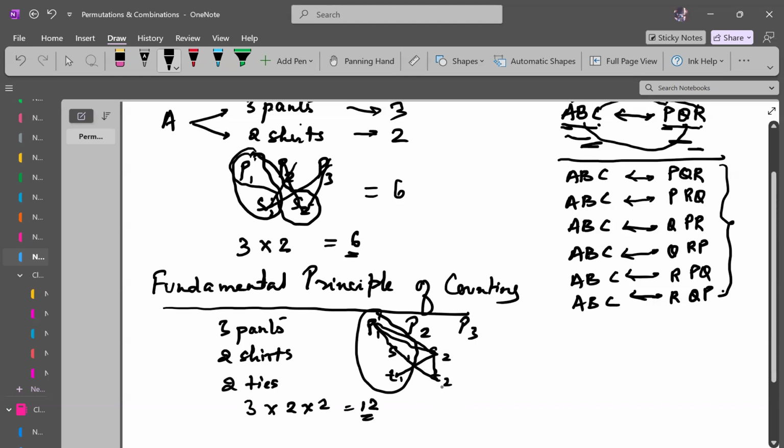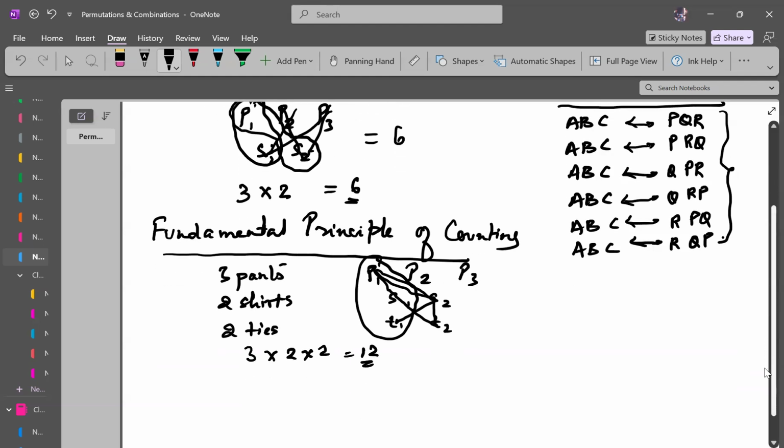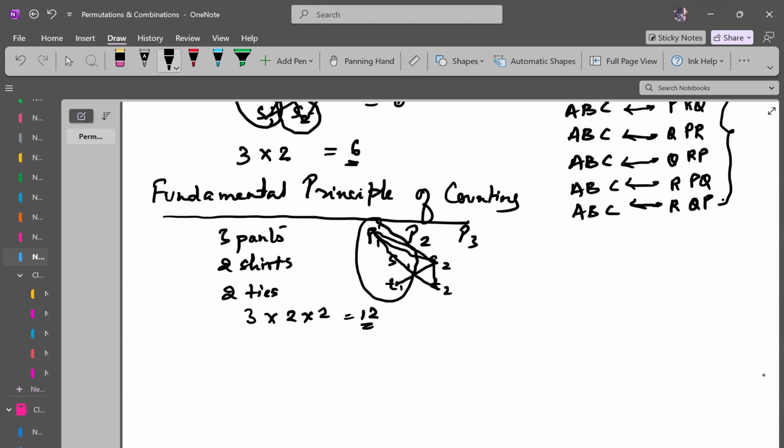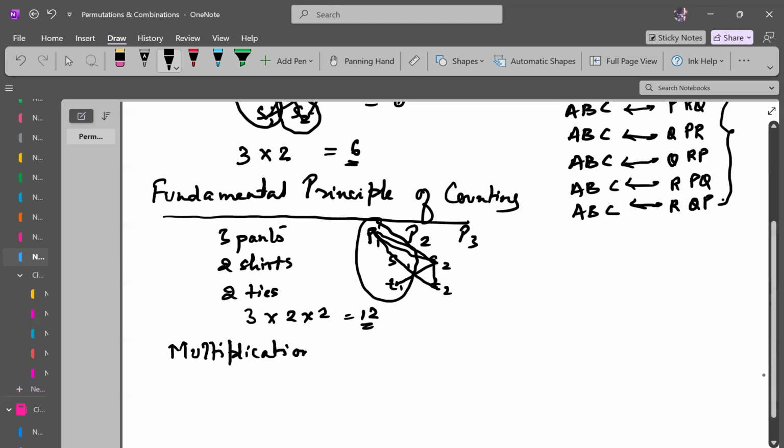Is that clear? Yes, sir. So what exactly is the conclusion from all this? Can you tell me what is the conclusion from all this? It is going to be difficult doing it manually. Yeah, manually is obviously possible in some cases, but what I'm trying to do is make you understand the fundamental principle of counting, which has a concept called the multiplication principle. Okay, so there is a multiplication principle.